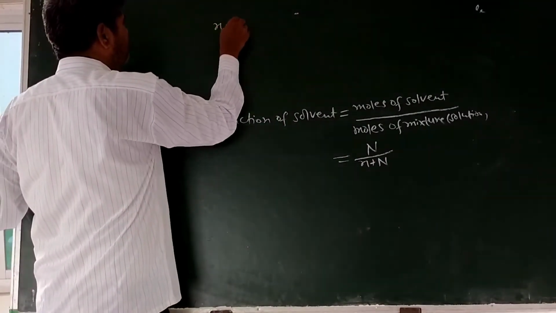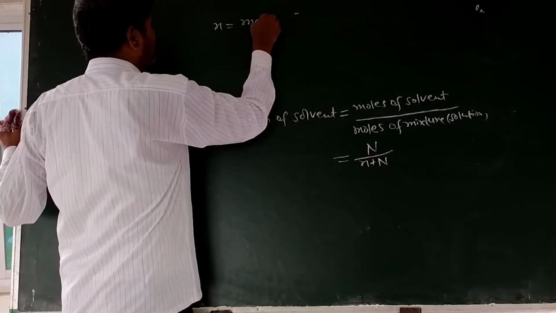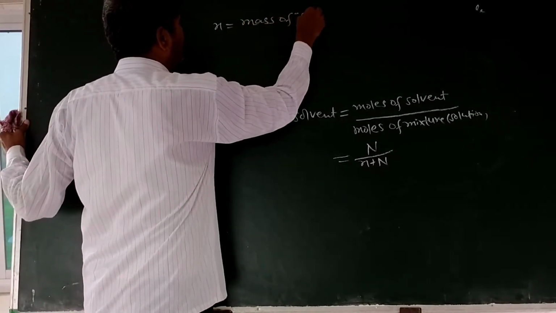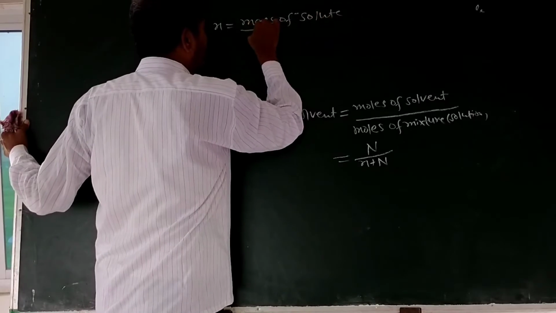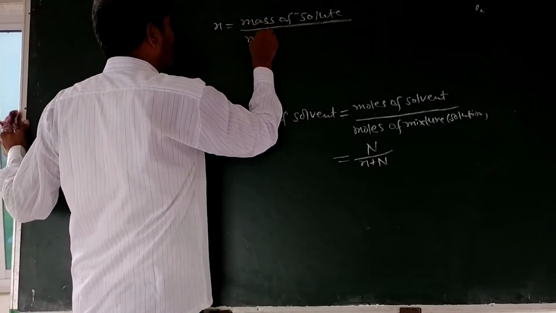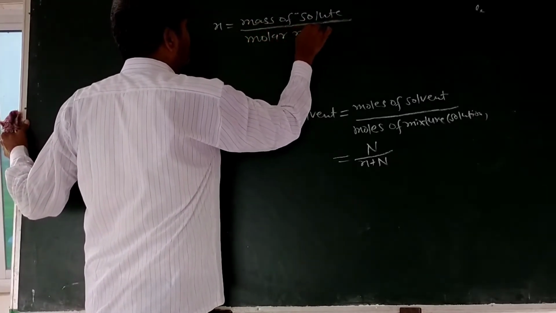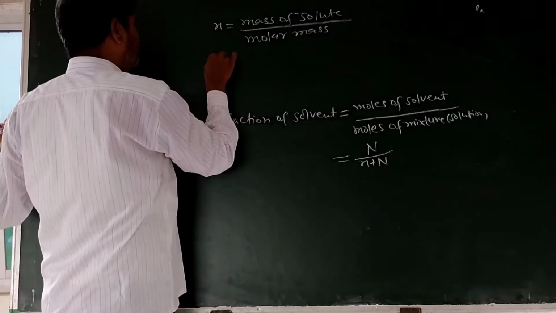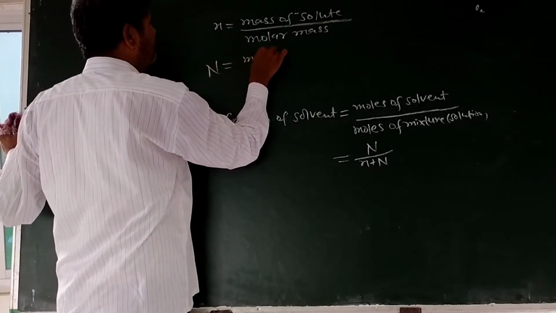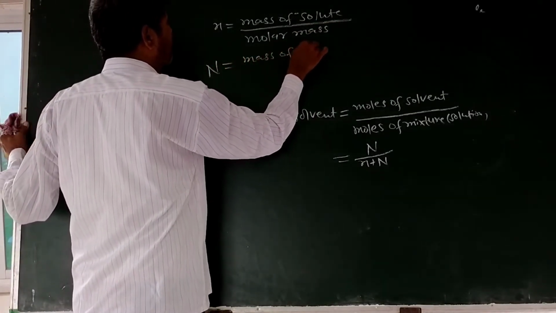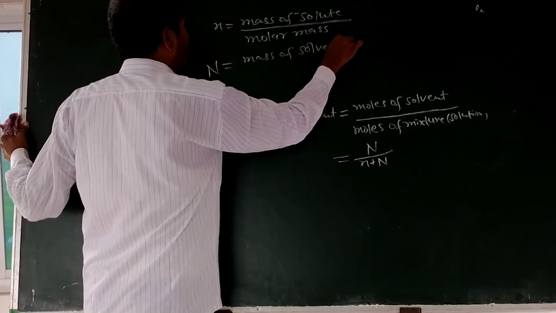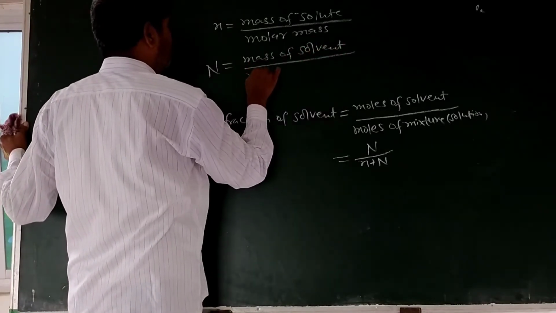Small n is equal to mass of solute upon molar mass. Capital N is equal to mass of solvent upon molar mass.